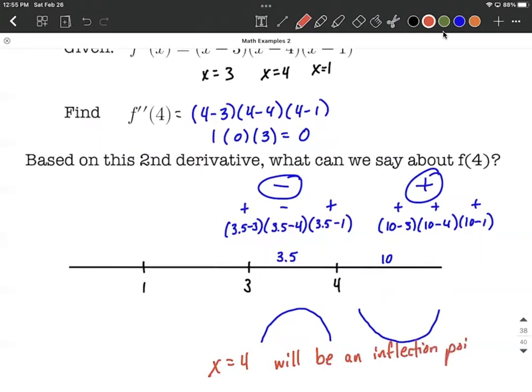That's probably the wrong vocabulary to say there. An x value of 4 will be where the inflection point is. That'll be the x value for the inflection point. We would need to know more information about the original function f of x in order to find the y value to go along with that x value.